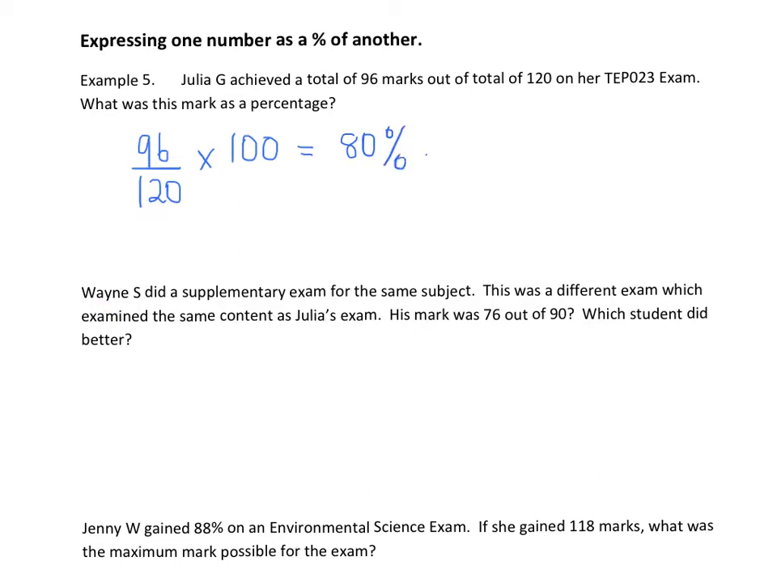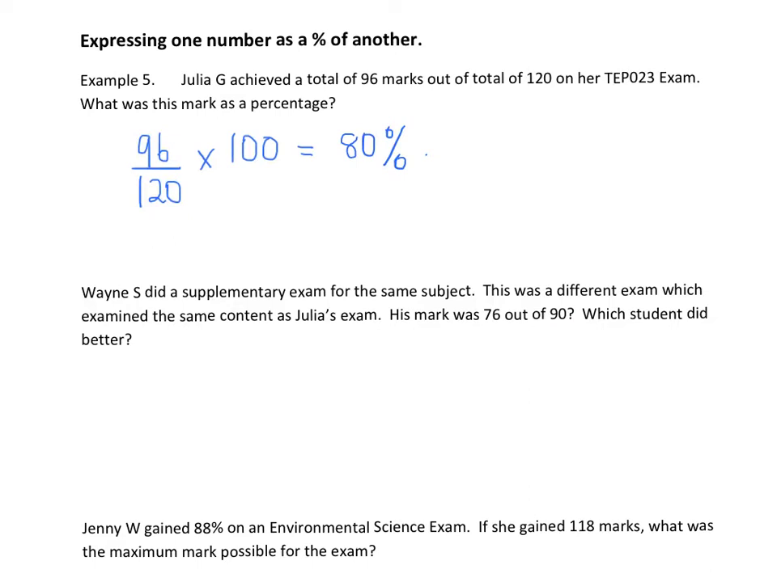Wayne couldn't sit for the actual examination, so he sat a supplementary examination for the same subject. It was a different exam, but it examined the same content, but it was marked out of 90, and his mark was 76 out of 90. Now, if you want to compare 76 out of 90 with 96 out of 120, they're very difficult to compare. We can only compare them if they are out of the same value.